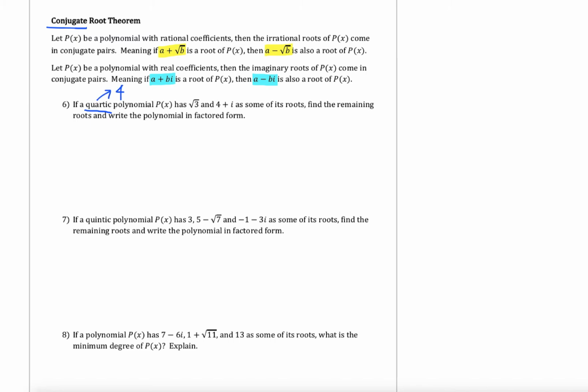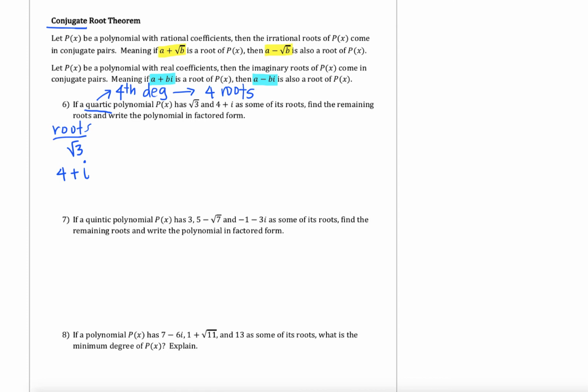A quartic polynomial means that our degree is equal to 4, which means by the fundamental theorem of algebra, I need to have 4 roots. So quartic polynomial means degree 4. The fundamental theorem of algebra then tells me that I should have 4 roots. Well, I was only given 2 of these roots. I was given the square root of 3, and I was given 4 plus i. Now, I could maybe have some multiplicities.